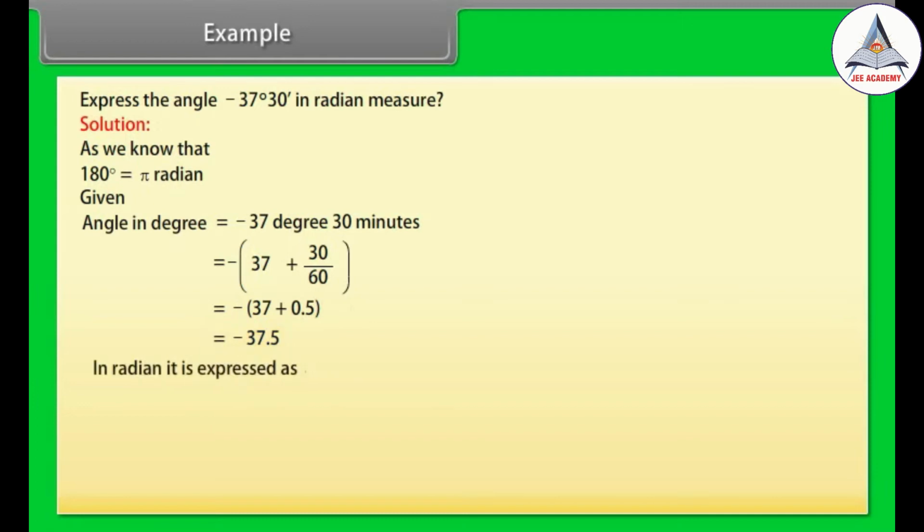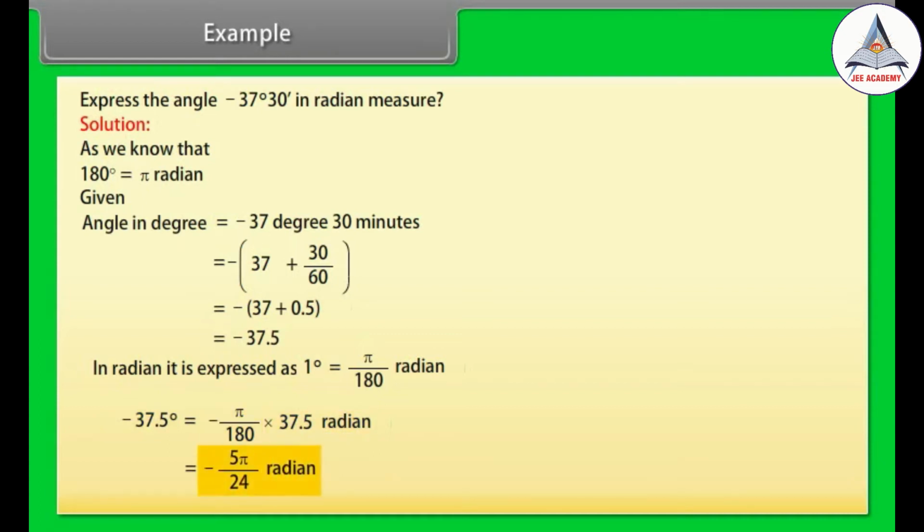In radian, it is expressed as 1 degree is equal to pi by 180 radian. Minus 37.5 degrees is equal to minus pi/180 times 37.5 radian, which is equal to minus pi by 24 radian.